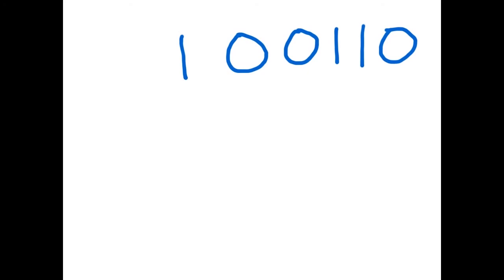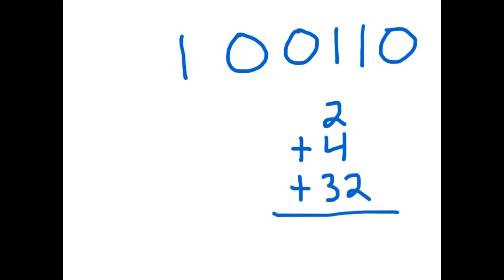Okay, so all you have to remember here is that you have a 1 in the 2's place, you have a 1 in the 4's place, and you have a 1 in the 32 place. So it's just going to be 32 plus 4 plus 2, which is 38. So there you go. That's all there is to binary.